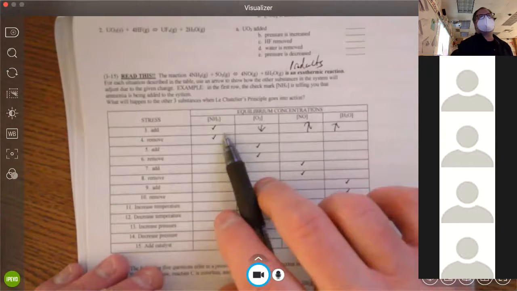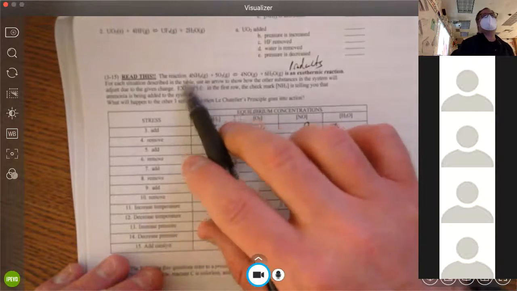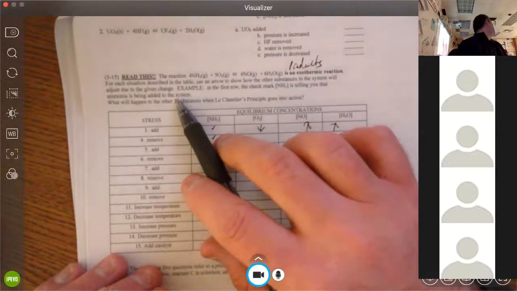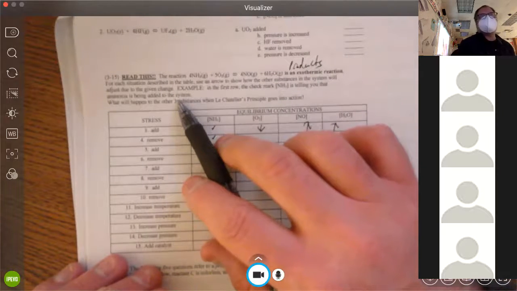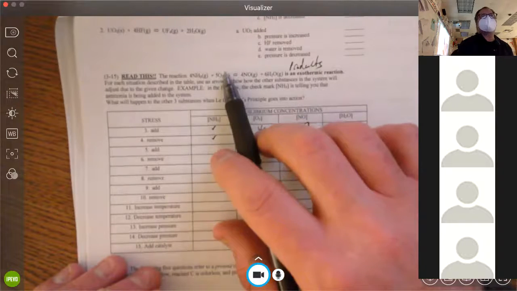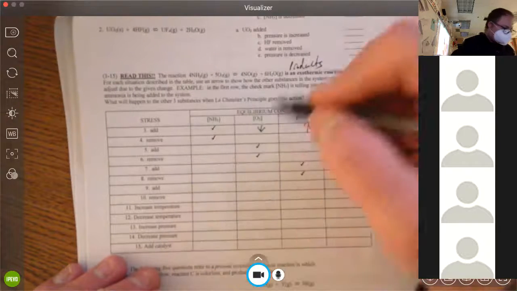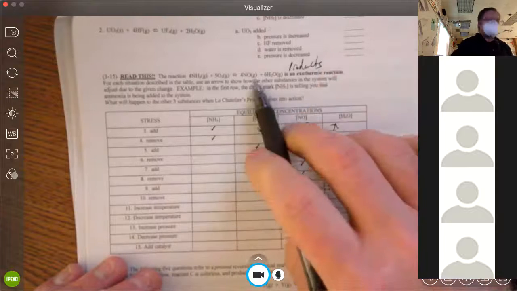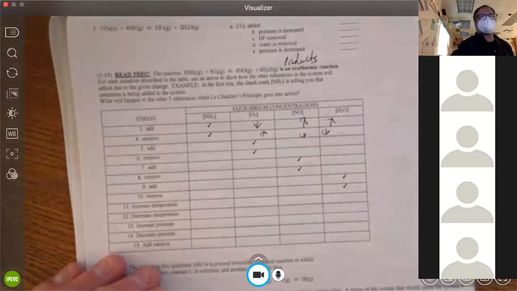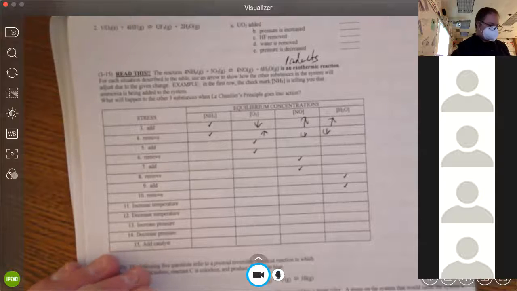Now we remove NH3. What does the system do? We take out NH3. The system has to make more NH3. How does the system make more NH3? Reverse reaction. What does the reverse reaction do? It increases O2, but decreases the products, right?